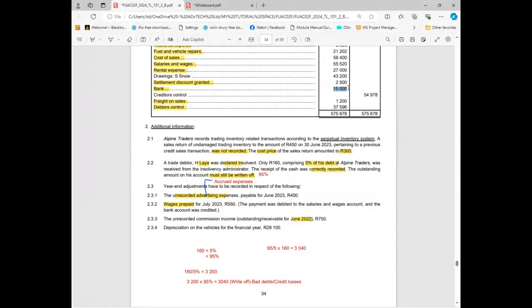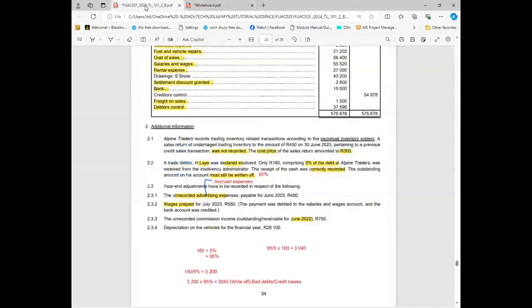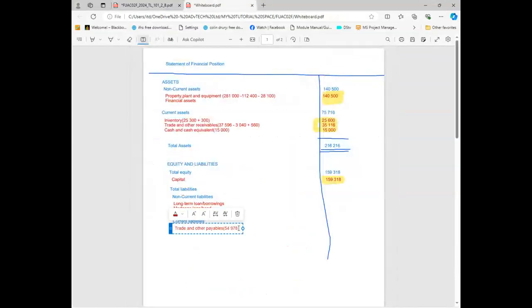I think we do have creditors. Can you see I've got creditors here? 54,978. I'm going to put it here in brackets. That's what I found so far. And you did mention something before, advertising, which is 400. We're going to add 400.